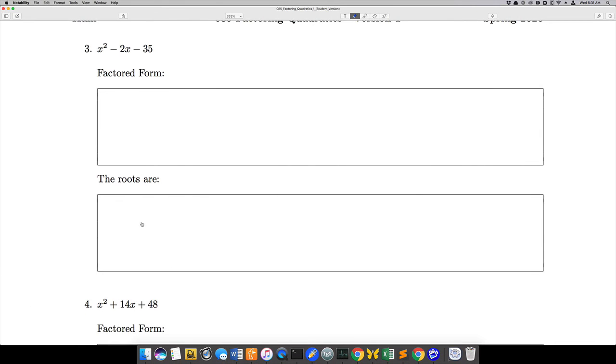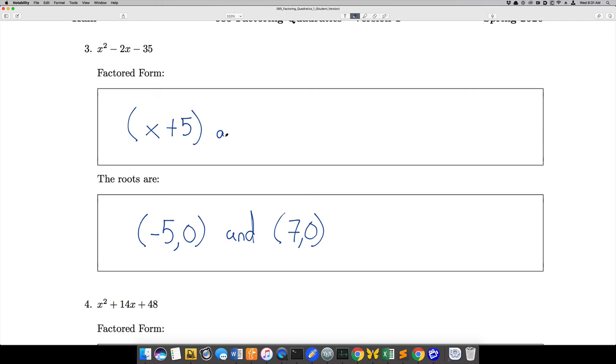So over here for the factor form, I'm going to write the roots are negative 5, comma 0 and 7, comma 0. And when I write the factor form, it's going to be x plus 5, and it's going to be x. The opposite of 7 is negative 7, so it's going to be minus 7.